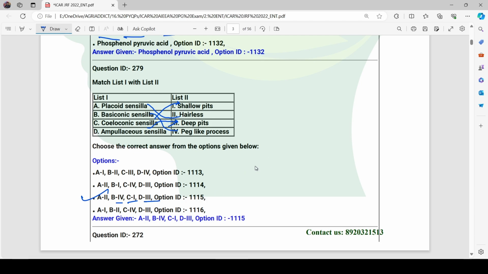For this type of questions, go through the Entomology Refresher book and its sense and sense organ chapter. You will find all of this type of sensilla and examples of in which insects this type of sensilla are found and its type. Everything is written there. Just go through that part once.